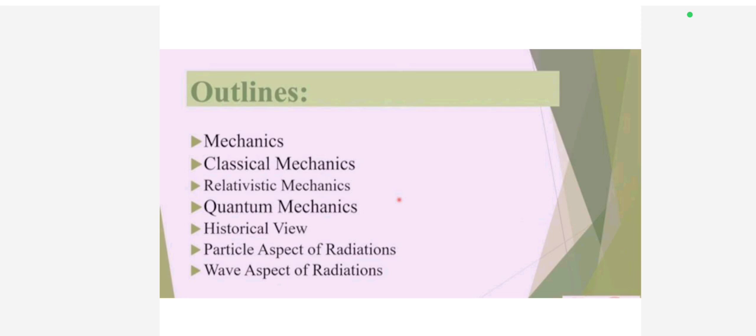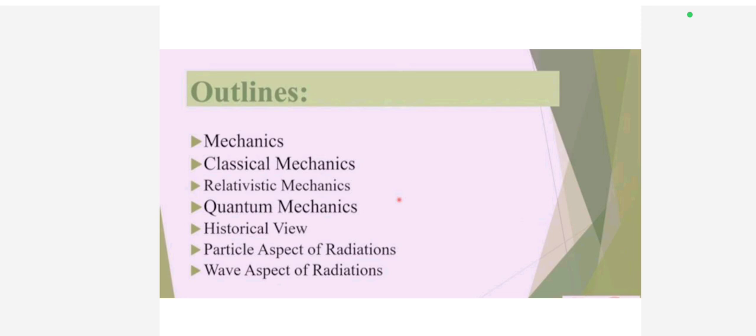Firstly, we discuss mechanics. We study mechanics in first year and second year classes. Basically, mechanics is the movement or motion of a body, object or particles, and it has some terms in classical mechanics. Classical mechanics is the study of the movement of bodies at large scale, bigger objects. Relativistic mechanics is the study of objects relative to each other.